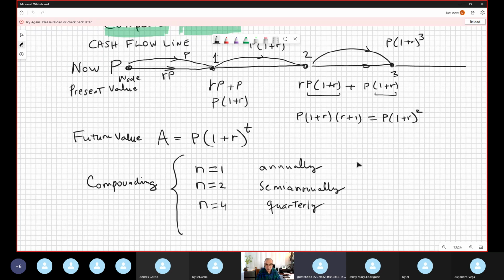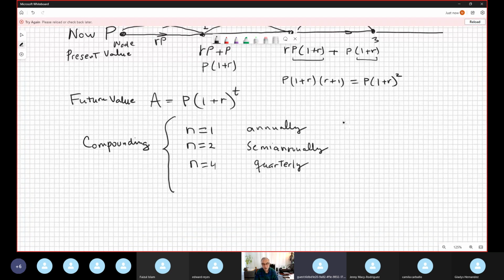Okay, these are different kinds of accounts, guys. Semi-annually, annually, quarterly, monthly. Monthly is 12 because 1 year has 12 months. And finally, weekly is 52 because 1 year has 52 weeks. Or daily, which is 365.